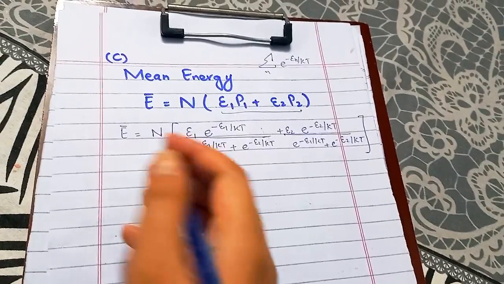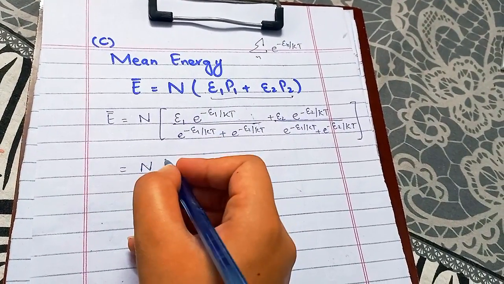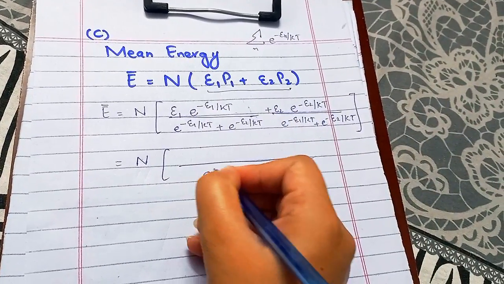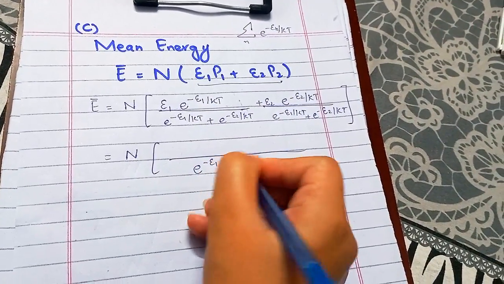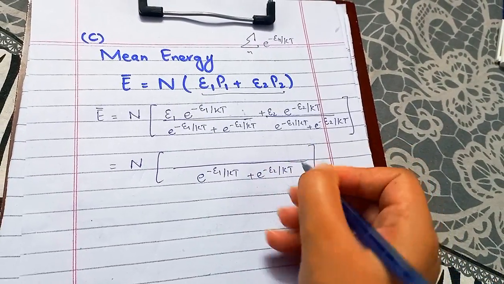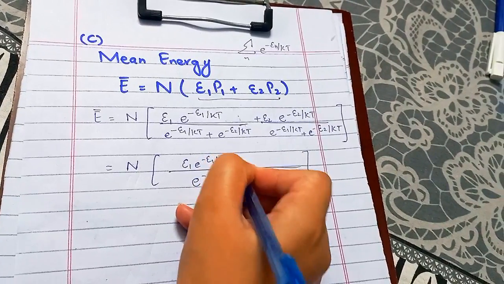All right, now since the denominators are the same, we can write the above terms in a single denominator, E1 e to the power minus E1 by kT, or simply we took the LCM.